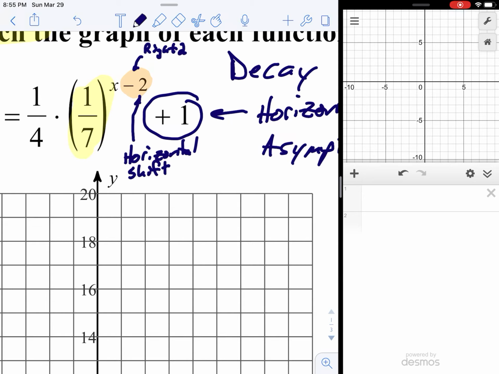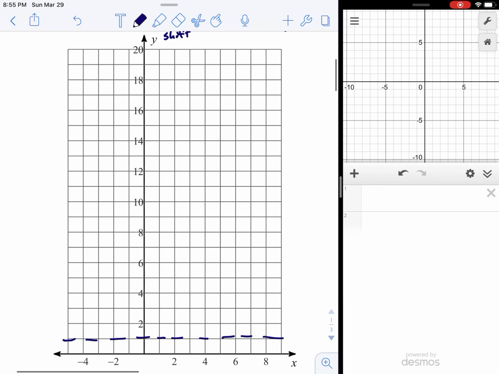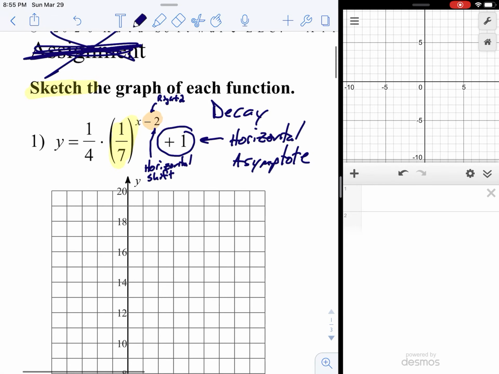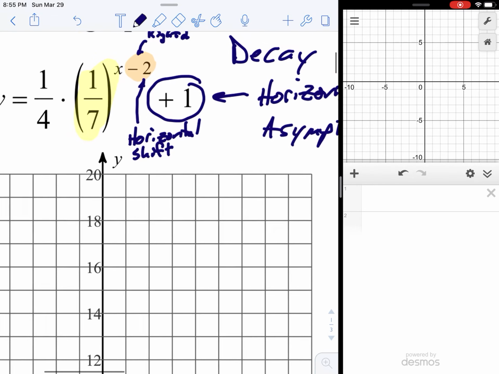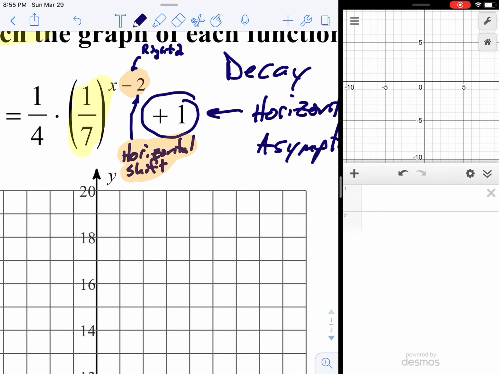So the number that's added or subtracted to the x is the horizontal shift, and the direction is just the opposite of that sign. Now, if we were graphing by hand, I would really get into how to deal with that. But we're not going to be graphing by hand. We're going to be using the calculator. So you just need to know how to classify the shift in words: horizontal, left, right, and then the number.